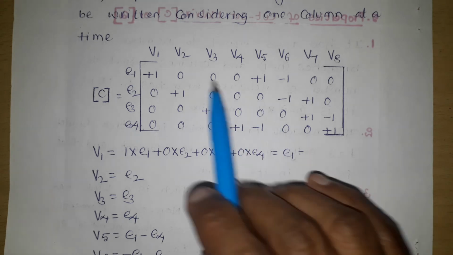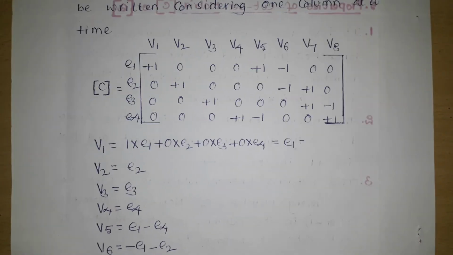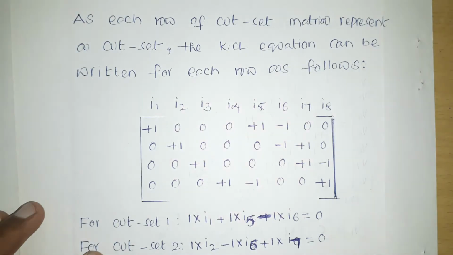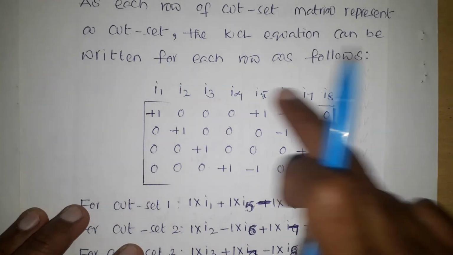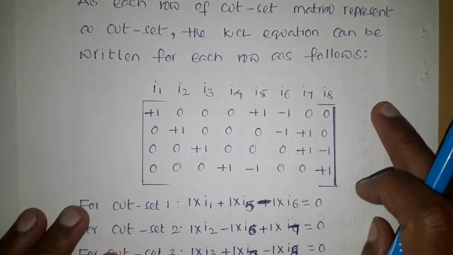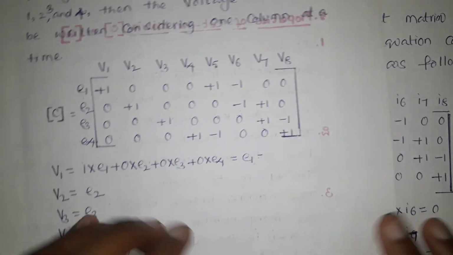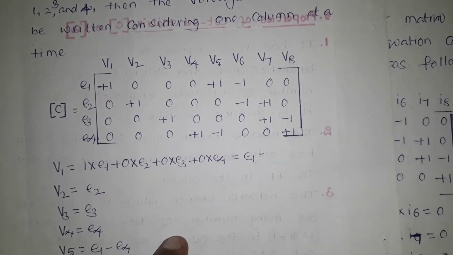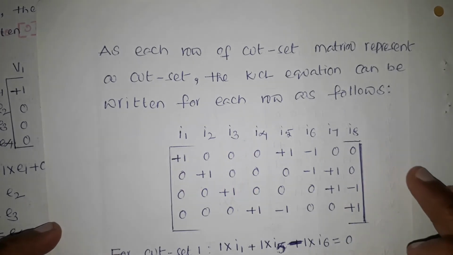So here we can write branch voltages as a function of twig voltages. So this is one advantage. And the second advantage is, so this is the cut set matrix and these are the branch currents. So row wise we can write KCL equation. Column wise we can write branch voltages as a function of twig voltages. If we take row wise, we can write KCL equation.